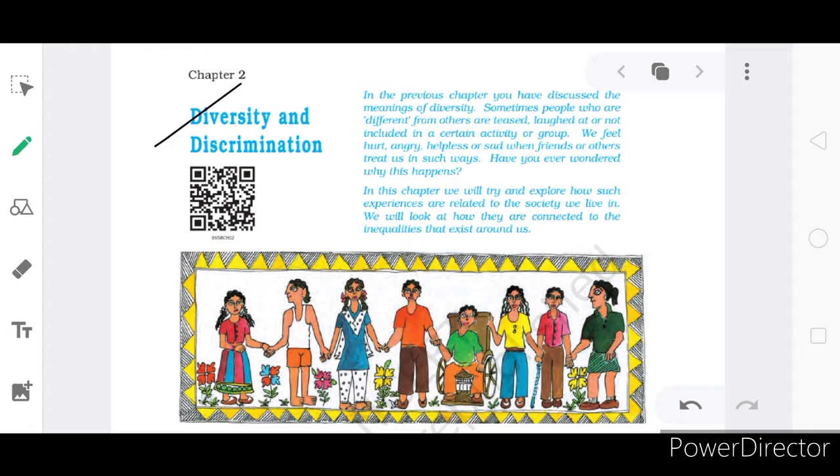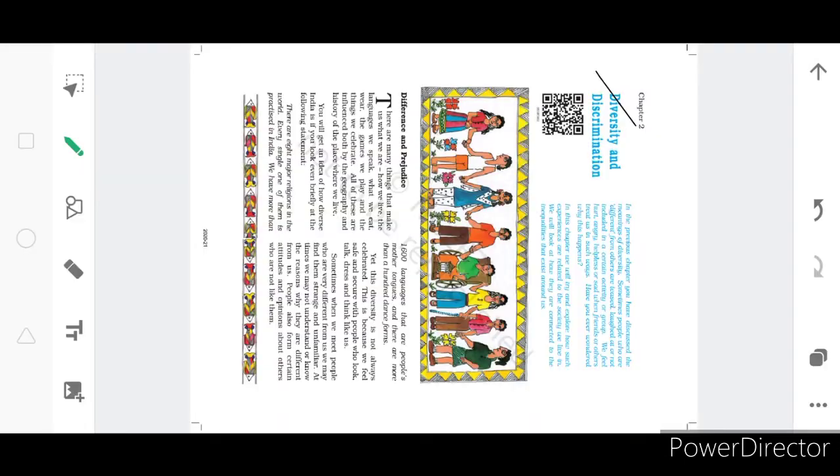We have completed the first chapter of history, and today we will jump to the second chapter of social and political life. The second chapter deals with diversity and discrimination. Already in the first chapter you came to know about diversity. It means variations in people, in their characteristics, in their behavior, in their food habits, in their clothing styles, etc. So you see a picture here.